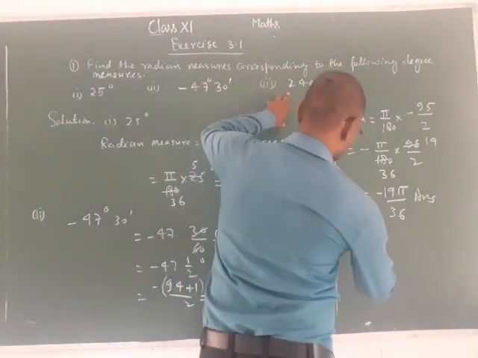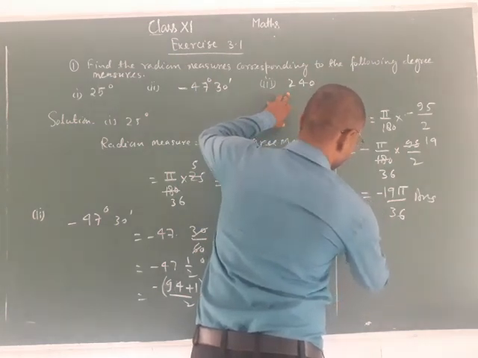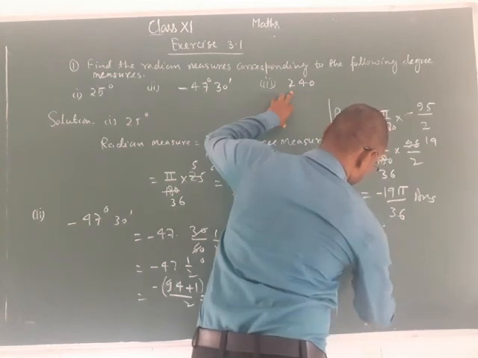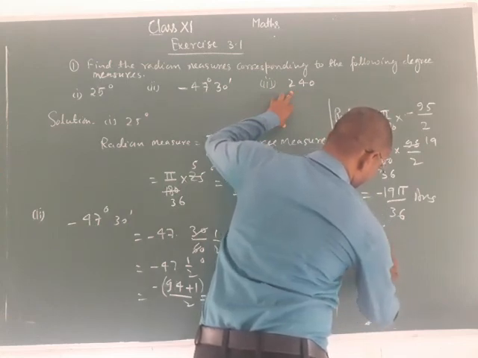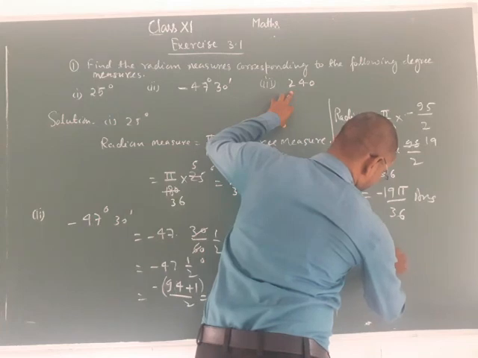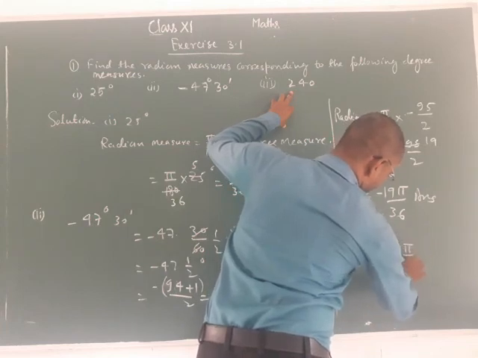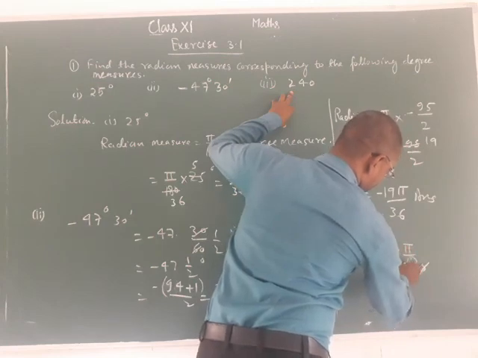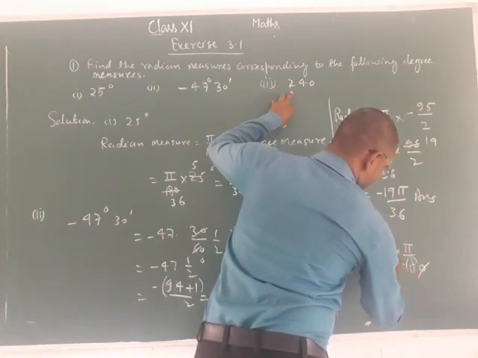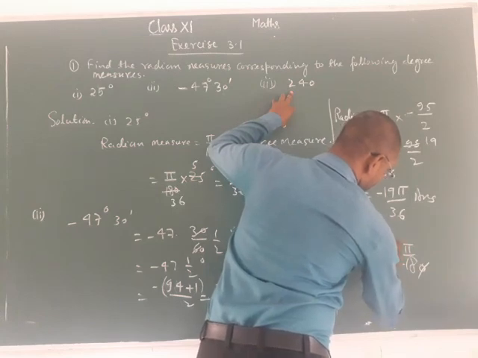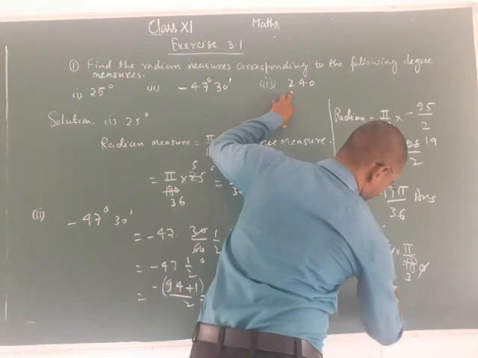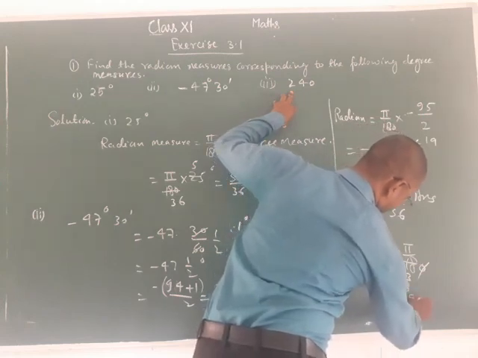And question number 1, part 3: 240 degree, change into radian. So 240 into pi upon 180. So 4 pi upon 3 radian.